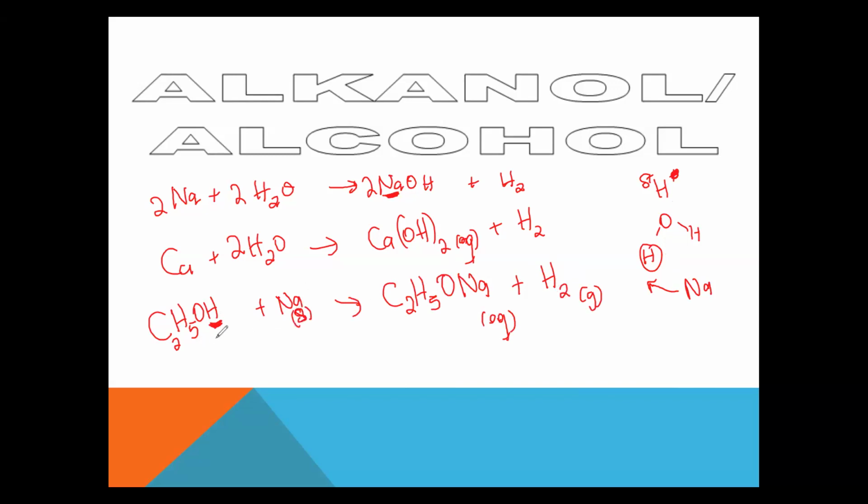What am I, solid or liquid? Liquid. Let's put liquid there. Now, to balance this equation, we balance it just like the one up here. We want H2, so we put 2 here. Once we put a 2 here to get the H2, we need to put a 2 here, and then a 2 in front of the sodium. So this compound is called sodium ethoxide.